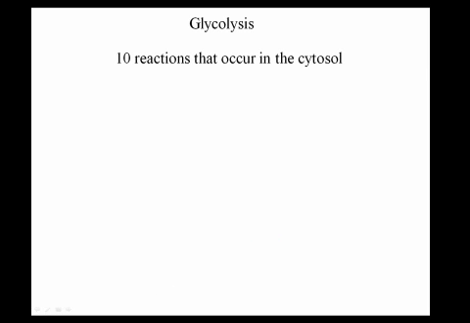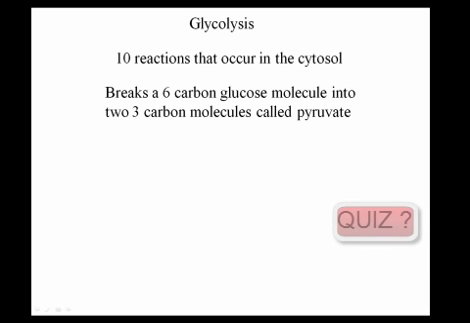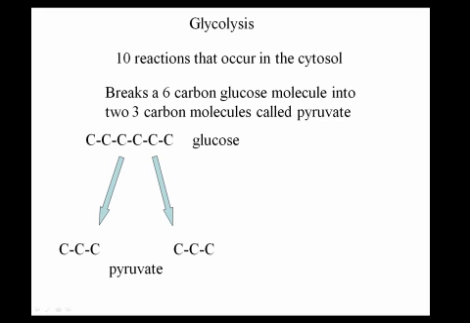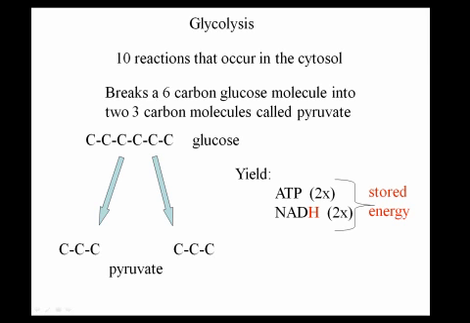The first step, glycolysis, we'll just summarize glycolysis. It's 10 different reactions. These occur in the cytosol, or the cytoplasm of the cell, so they are outside the mitochondria. And the name glycolysis means sugar breaking. Glyco refers to glucose, lysis is to break. And so during these 10 reactions, this 6-carbon glucose molecule is broken down into 2 3-carbon molecules. These 3 carbon molecules are called pyruvate. So one glucose is split into 2 pyruvates.